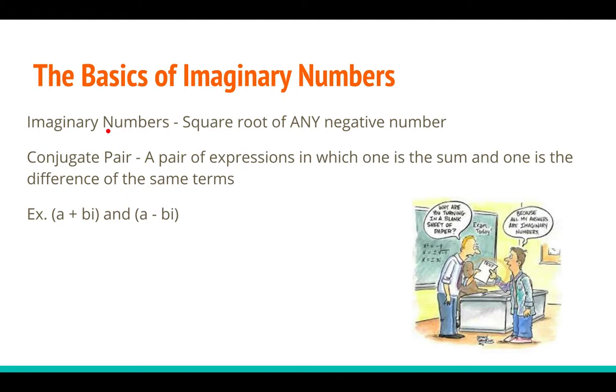It's a pair of expressions in which one is a sum and one is the difference of the same terms. For example, a plus bi and a minus bi. The only difference of the two is the sign. It's a plus, it's a minus. You're going to learn what the i means in just a little.